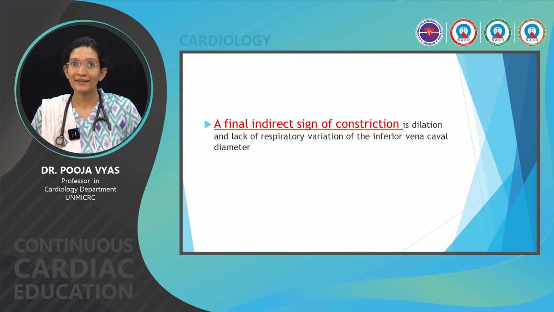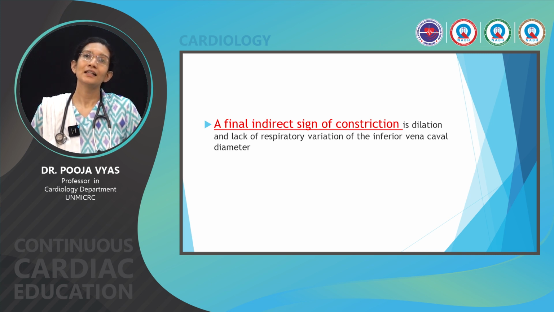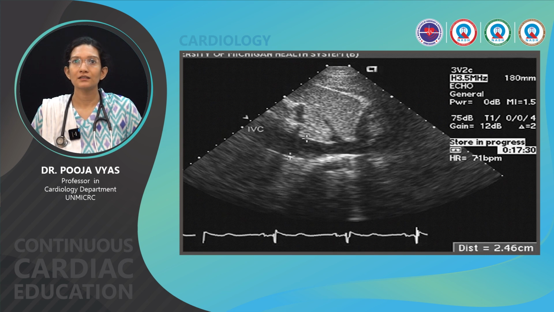And the final indirect sign of constriction is dilatation and lack of respiratory variation of the IVC diameter. So here there is a lack of respiratory variation in the IVC diameter, and the IVC is seen dilated here, which is 24.6 millimeters.